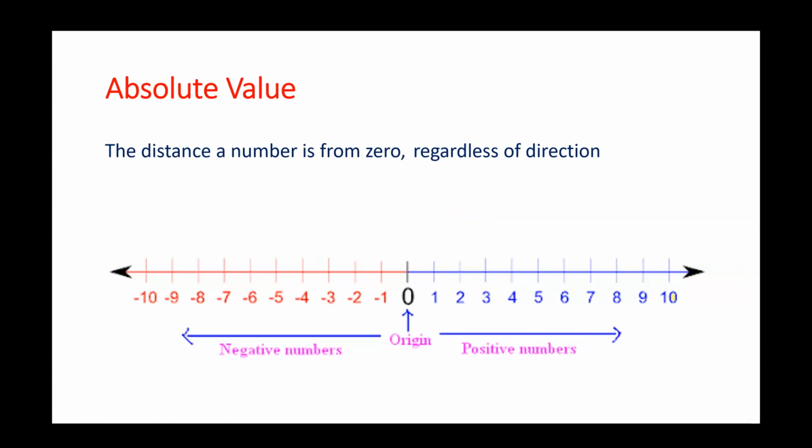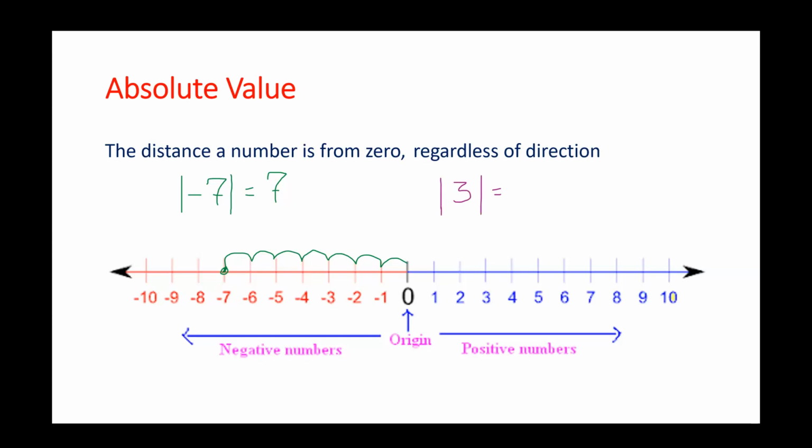Here's another example. What is the absolute value, as indicated by these two vertical lines, of -7? To go from 0 to -7, you would need to take 7 steps to the left. Therefore, the absolute value of -7 is 7. It takes 7 steps to get there from 0.